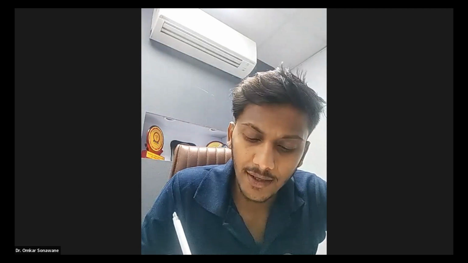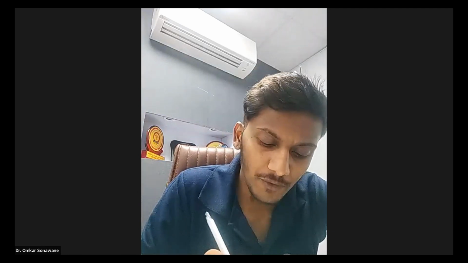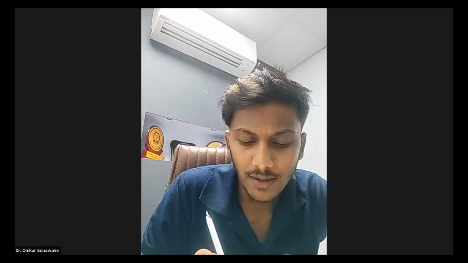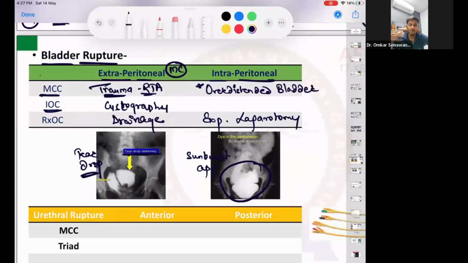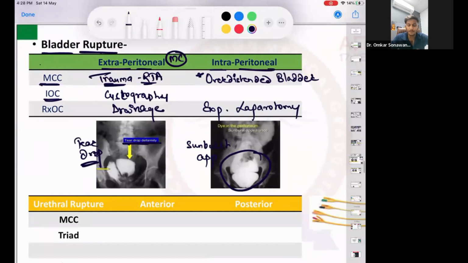Okay. Exploratory laparotomy. No issues with this. Remember, here you will perform a drainage and observe. And if required, definitely you will repair the urinary bladder. If there is more damage, then you will repair the urinary bladder as well. No issues with this. In this, you will definitely always repair it. Exploratory laparotomy with urinary bladder repair.